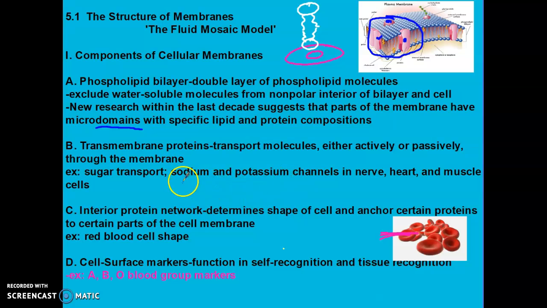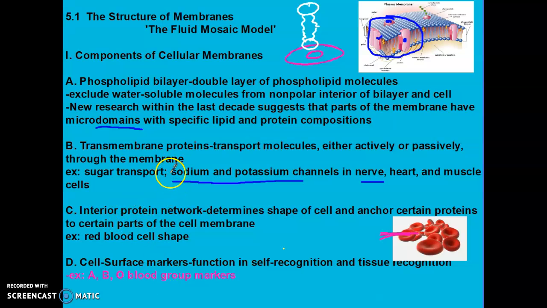So these sodium potassium channels in nerve cells, this is really important. If you're an athlete, you worry about keeping your electrolytes high enough for your nerves to function properly. Sodium and potassium are some of those electrolytes.